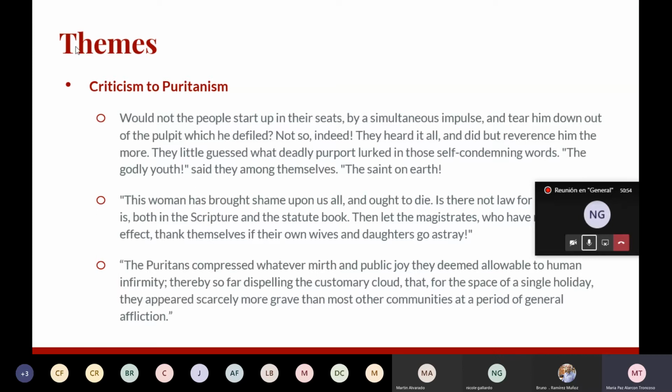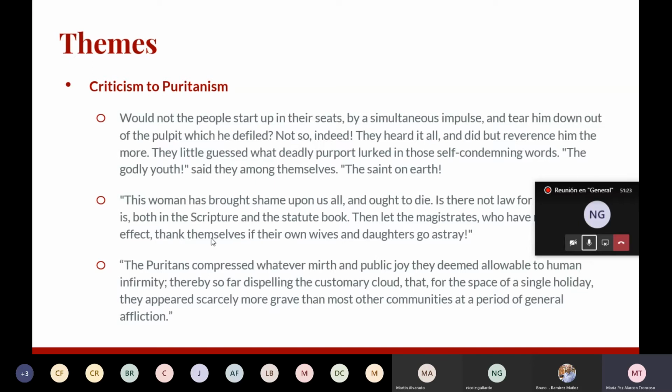The first quote refers to when Dimmesdale confessed his sin and people admired him. They said expressions like the godly youth, the saint on earth, they did but reverence him the more, even when he said that he was also a sinner.